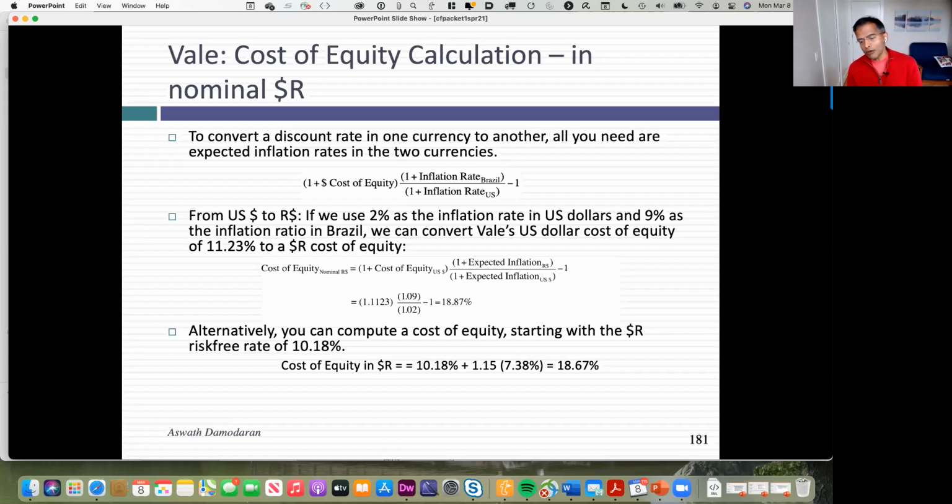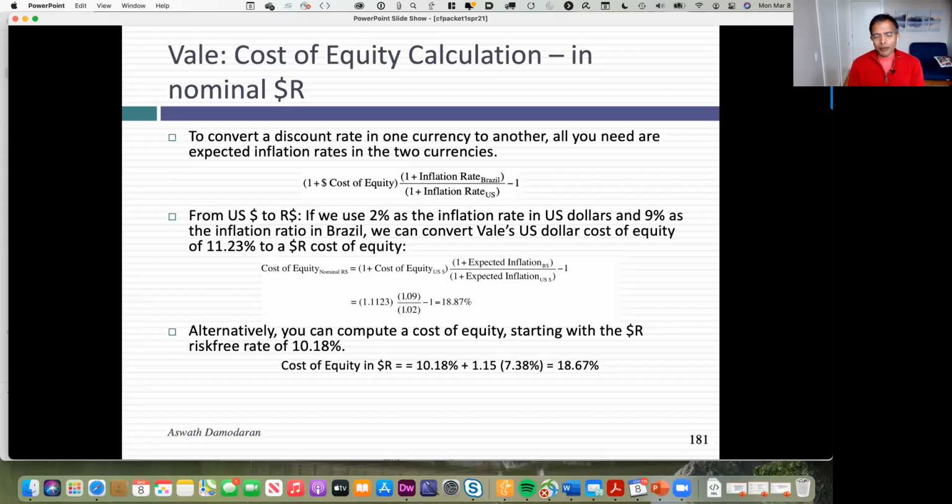But if you want to do it right, here's what you need to do. You need to take the ratio of inflation, 1.09 divided by 1.02, multiplied by 1 plus the dollar cost of capital. And if you net out one, you get a more precise answer, 18.87%. Remember, the approximation was 18.23%. Doing it right will always give you a slightly higher cost of equity because there's a compounding effect.